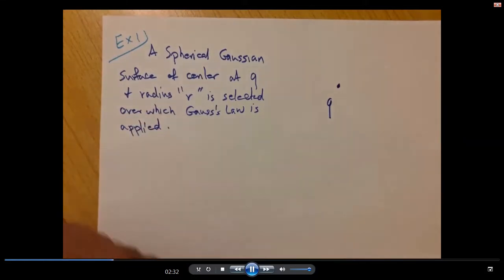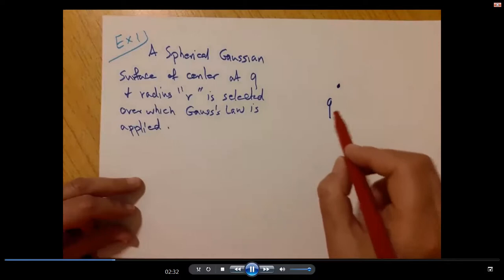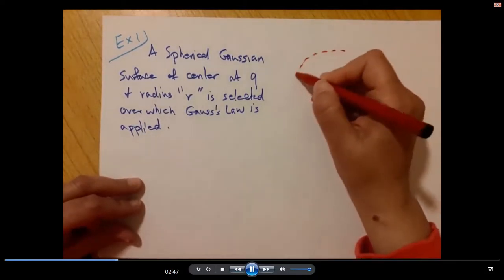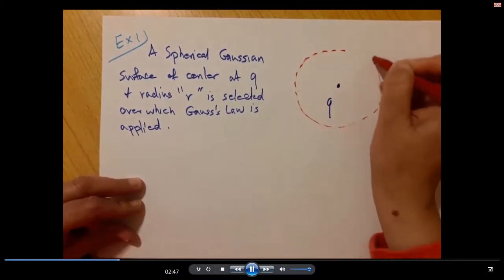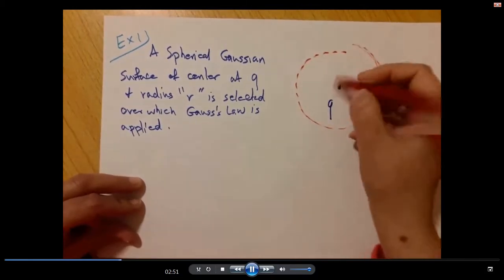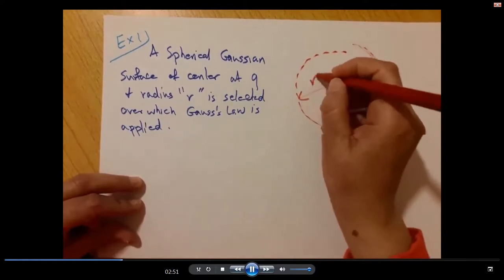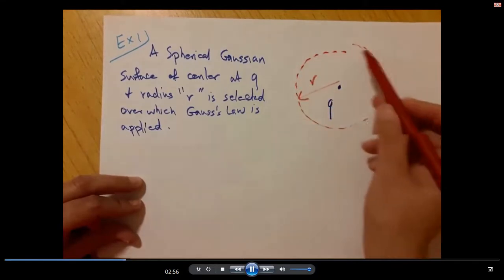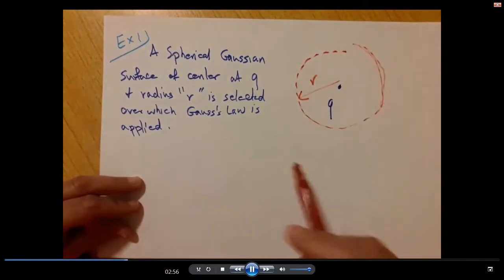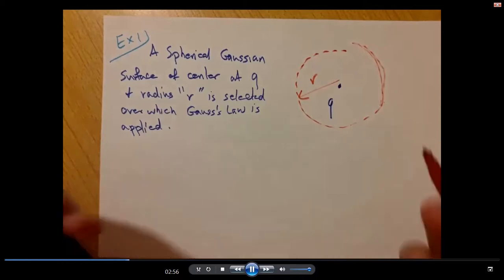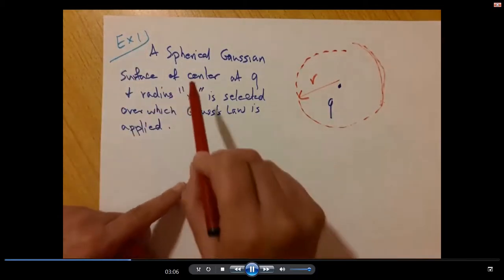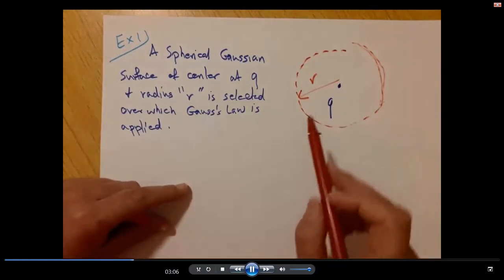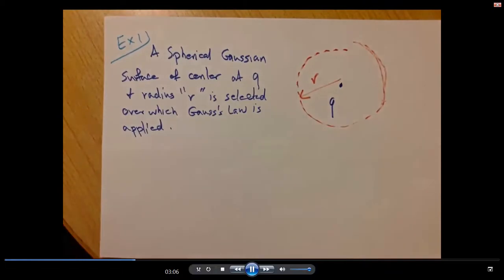Okay, so guys, once I selected the spherical Gaussian surface, I have to draw it on the figure. So this is the point charge, and I take a sphere of radius R that I chose. Notice I'm drawing this Gaussian surface dotted because it is not existing in reality. It is something imaginary. I'm constructing it to find the electric field using Gauss law. Okay, this Gaussian surface of radius R, center Q.